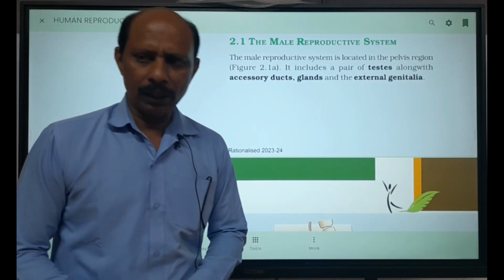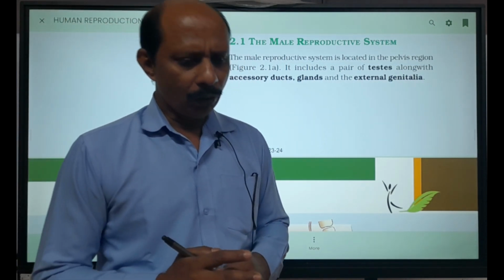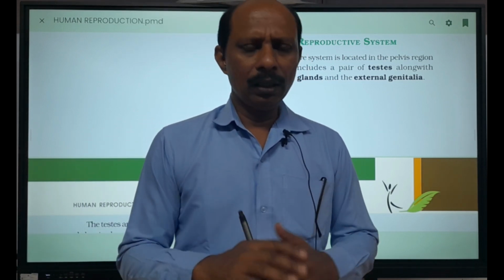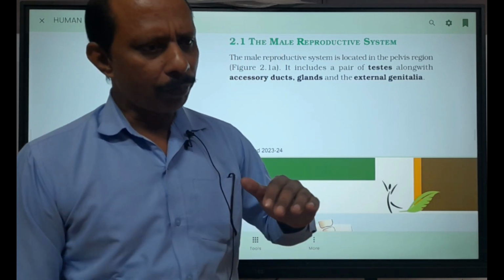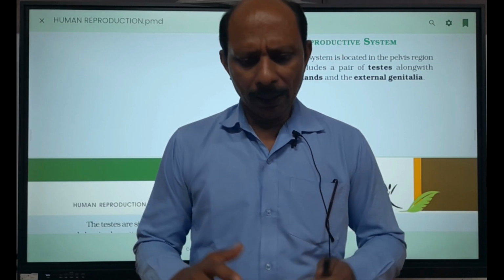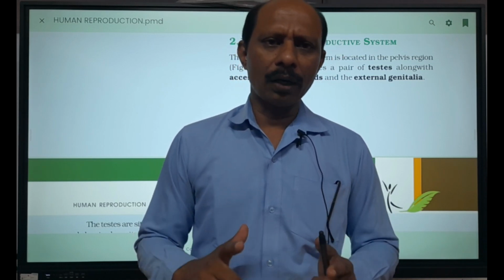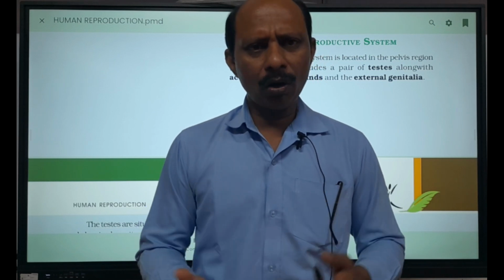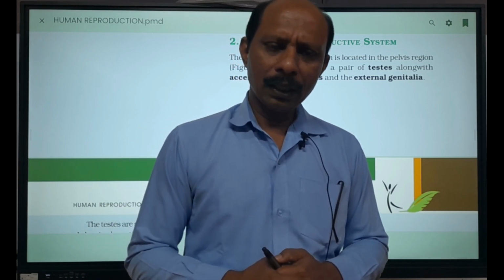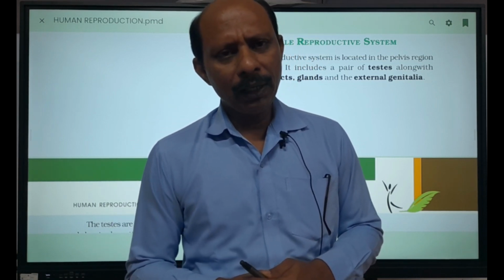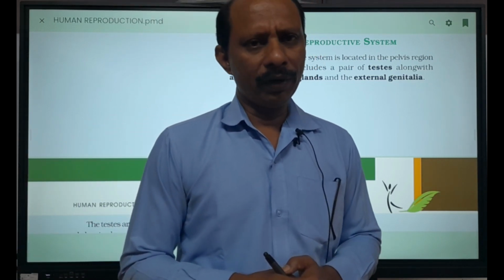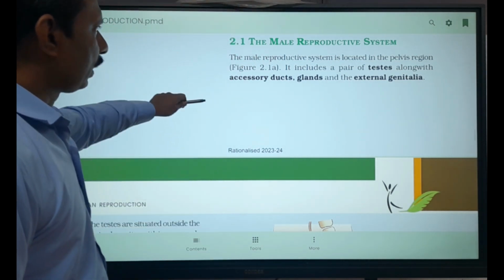Some terms we can use here, because we can divide these reproductive organs into two types. First is primary and second is secondary. Primary means primary reproductive organs, they are testes or ovaries. Primary organs are those which are responsible for the production of sperms in a male or ovum in female. That's why in male, primary organs are testes, and in female, the primary reproductive organs are ovaries.